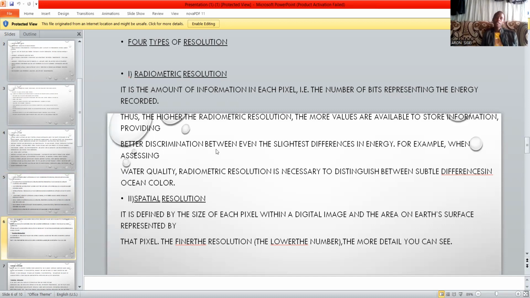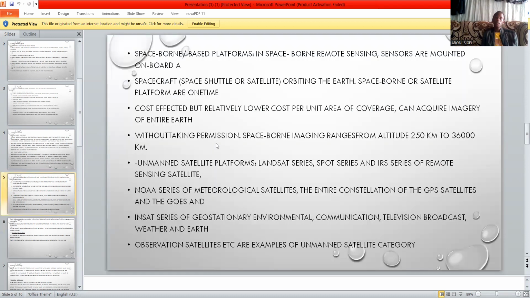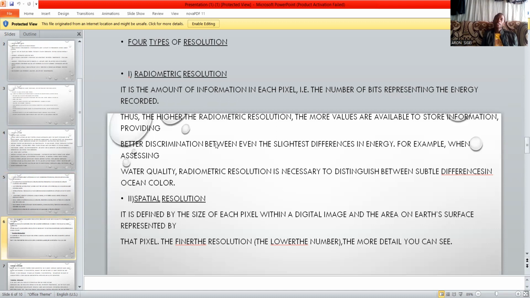Therefore, the next part is the types of resolution. The first type of resolution is the radiometric resolution. It is the amount of information in each pixel, the number of bits representing the energy recorded. Thus, the higher the radiometric resolution, the more values are available to store information, providing better discrimination between even the slightest differences in energy. For example, when assessing water quality, radiometric resolution is necessary to distinguish between subtle differences in ocean color.